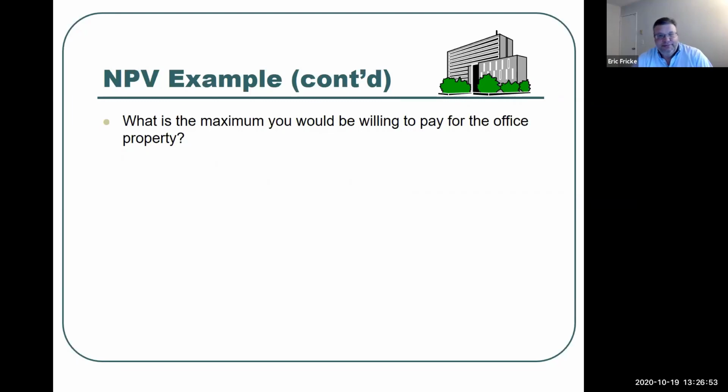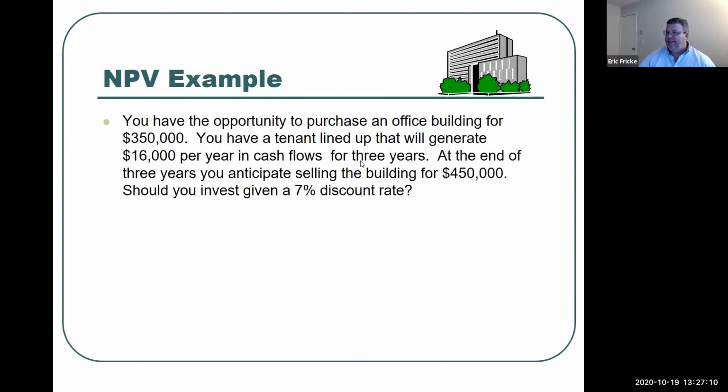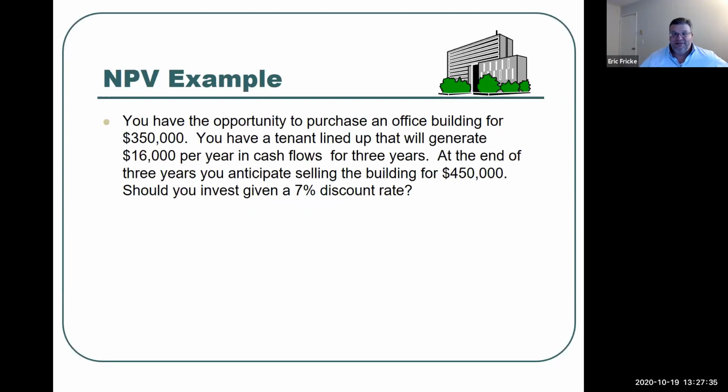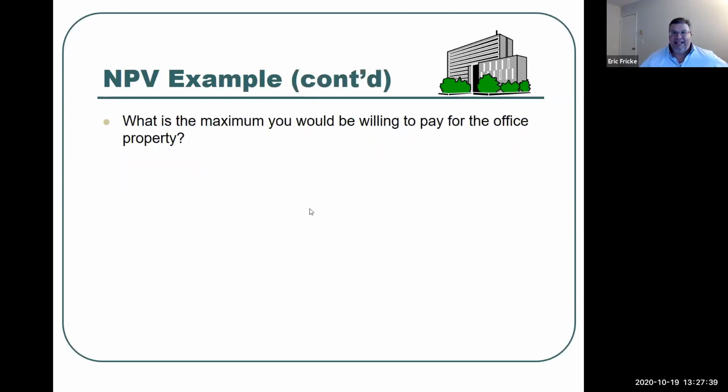All right, here's a follow-on question. What is the maximum you'd be willing to pay for the office property? Well, think about the rule that we looked at 2 slides ago. Right here, we invest in the project if NPV is greater than 0. So let's just say that we were willing to invest in the project if the NPV is equal to 1. So that's the minimum NPV we would take. That's what that rule says, right? So at what point do we get an NPV equal to $1? That's what this is asking. What's the purchase price that gives us an NPV of $1? I'm going to go back to the spreadsheet.